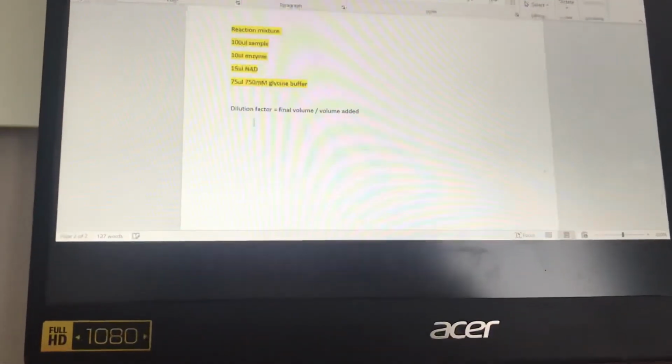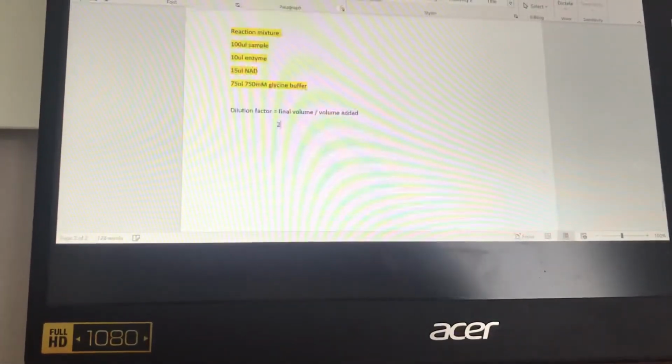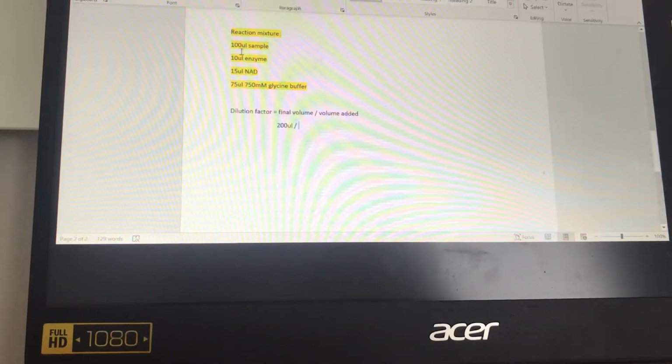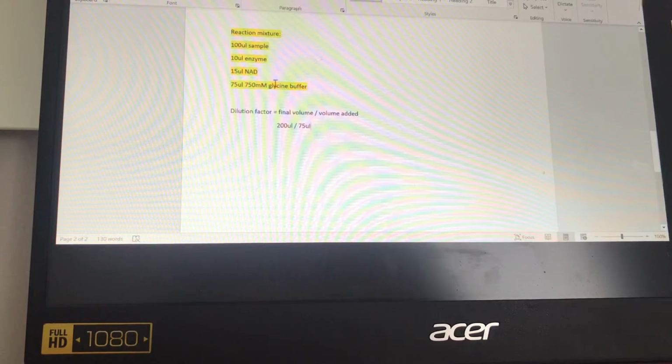So in relation to the buffer, the final volume is 200 microliters, because when you add all these things together, you have 200 microliters of solution. 75 microliters of that is the buffer. So the dilution factor is 200 divided by 75, which is 2.66 recurring, which is your dilution factor.